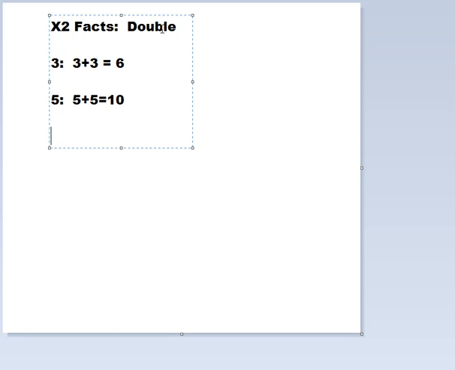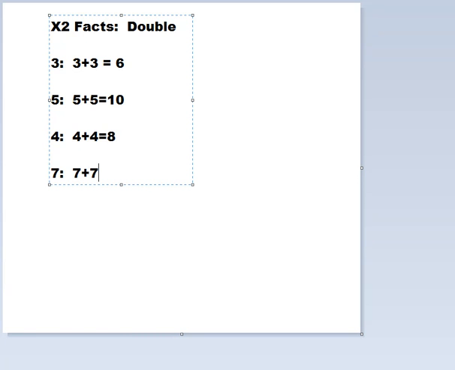If I said double 4, what would you say the answer is? You should have thought to yourself 4 plus 4 is equal to 8. What if I said double 7? What would you say the answer to that is?